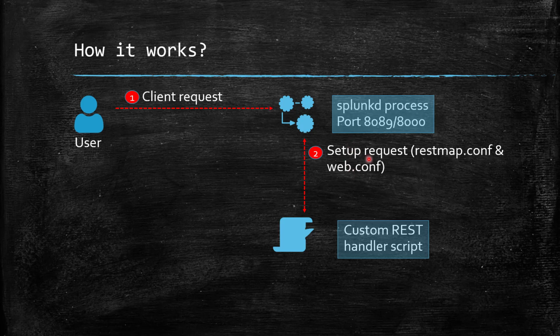One is setting up this request by reading restmap.conf and web.conf, and it will know which class represents this particular request. Then it will create an object of this class, and execute the class-level code inside this script to create the response. So these are the two child processes Splunk creates.